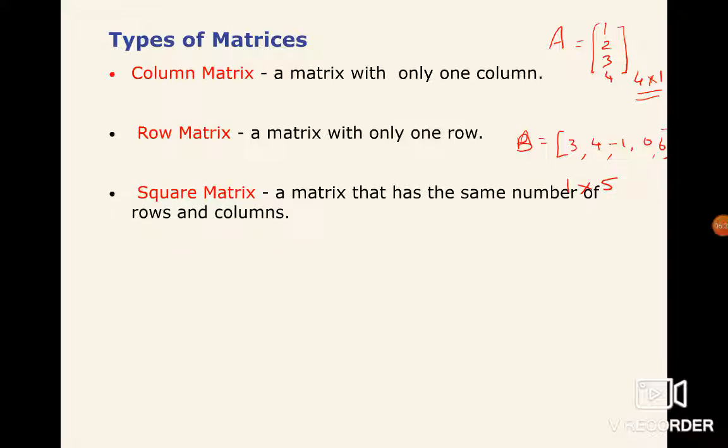What's next? Square matrix. Okay, that's an important point. The same number of rows and columns. So obviously, if I write A is 2, 1, 1, 3, this is a square matrix. The size is 2 by 2. When the number of rows and number of columns are equal, we call it a square matrix. You can write a square matrix for any size.